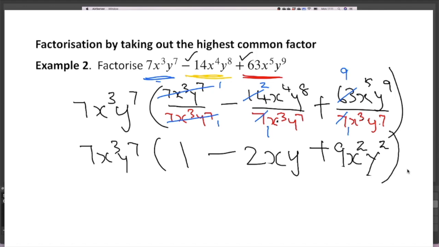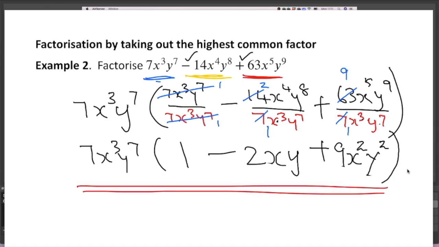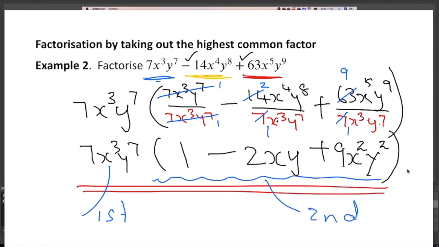Then you draw your brackets. So that is your answer. That is your final answer there. You can't simplify that any further. How many factors did we get? We got 2 factors. This is the first factor that we got, and that one there is the second factor that we got, and we are multiplying these 2 by each other. So if you multiply these 2 together, you should go back and get 7x cubed y to the 7 minus 14x to the 4 y to the 8 plus 63 x to the 5 y to the 9.